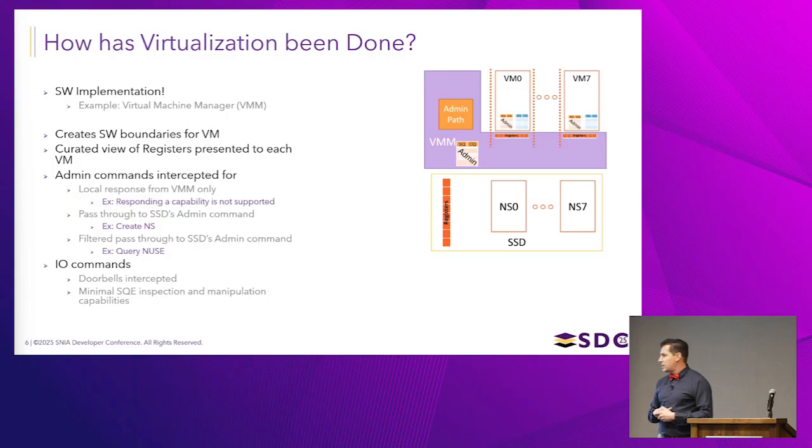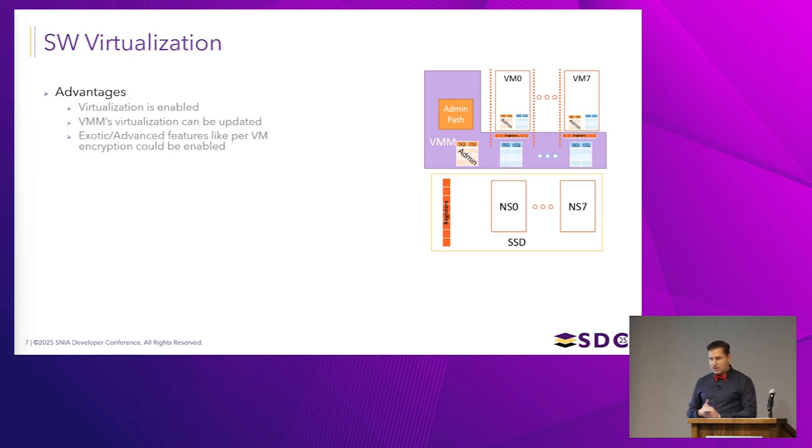I/O commands are normally a little bit more, so they can similarly have the local response, pass-through, and filtered response. But more often, I think the most common thing for VMMs is to just intercept the doorbells. Because they're intercepting the doorbells, they have the possibility of inspecting and doing things, but for the most part, they receive the doorbell and echo the doorbell to the drive. So a little bit more of a pass-through on the doorbell in order to still send those commands to the drive.